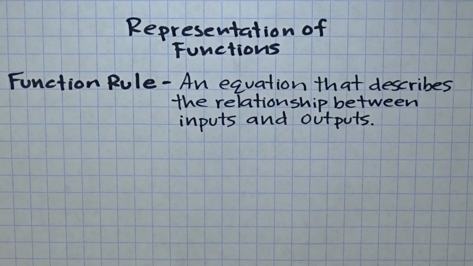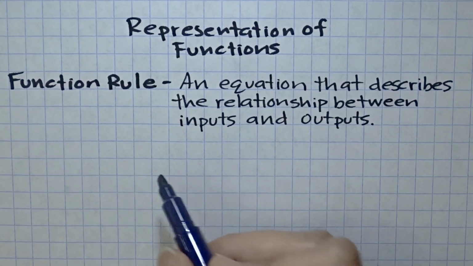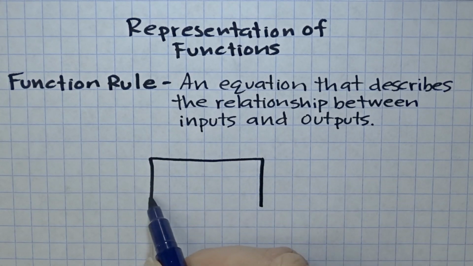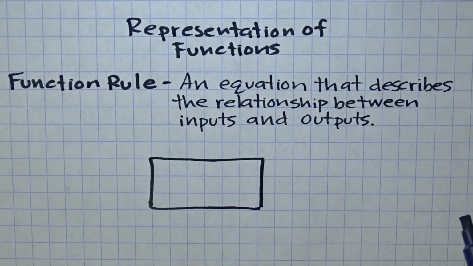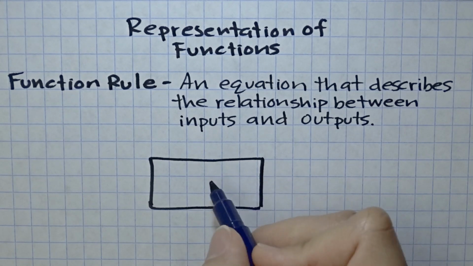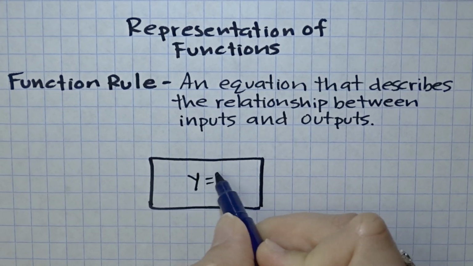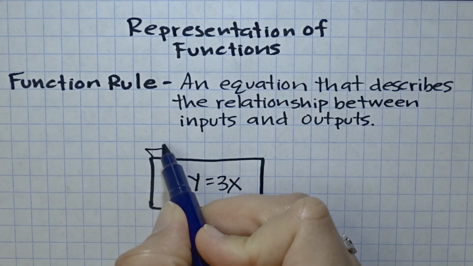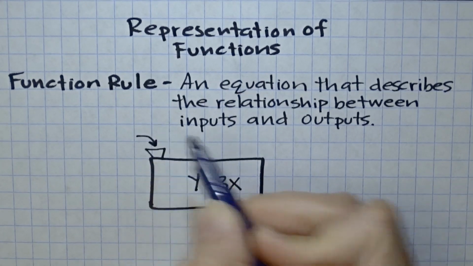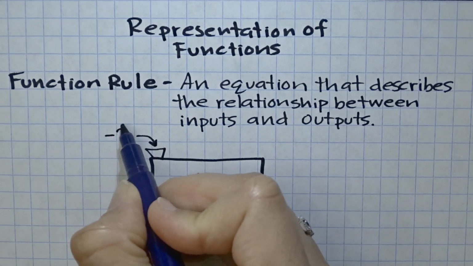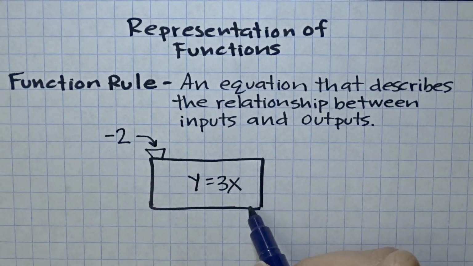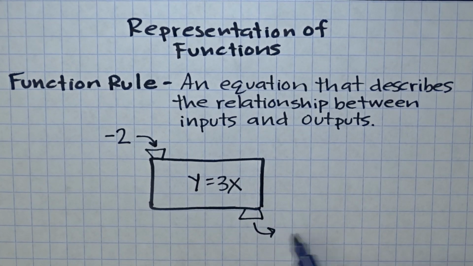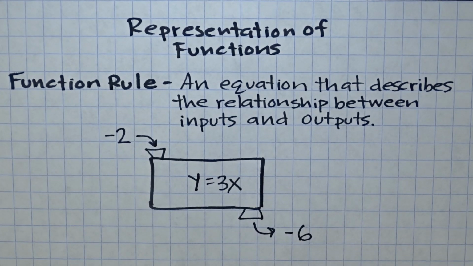And because it's a function rule, we're going to think of this kind of like a machine. It's a machine. So here's my little machine. And the rule would be inside. Let's say the rule is y equals 3x. And what you do is you have an input. Let's say we put in a -2, and then out of this machine over here, out comes a -6.